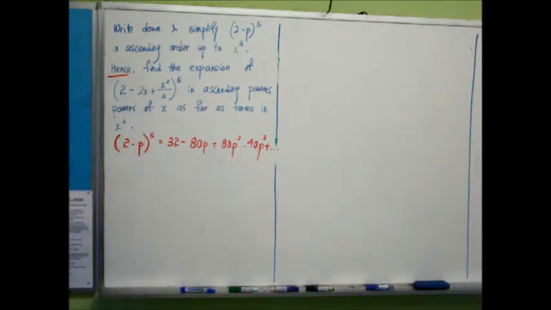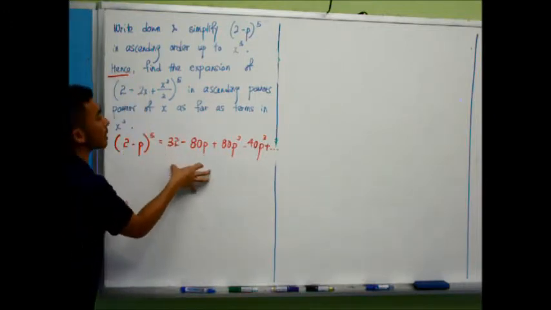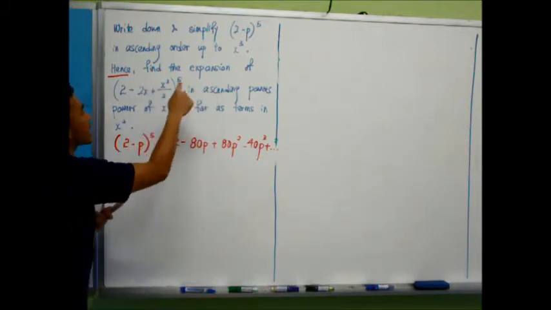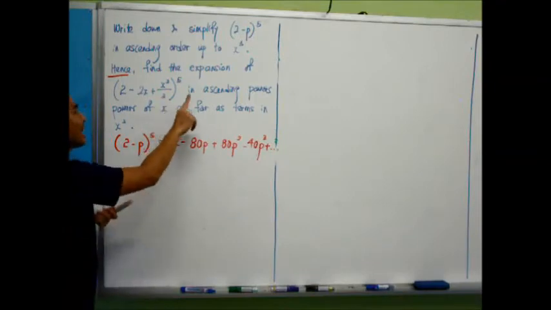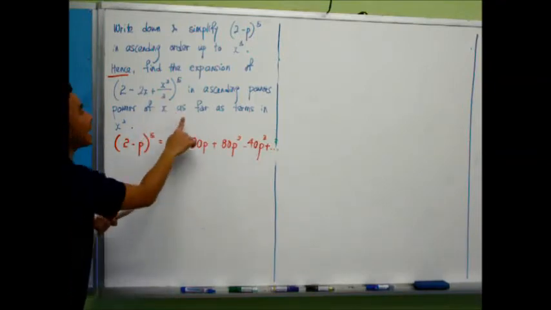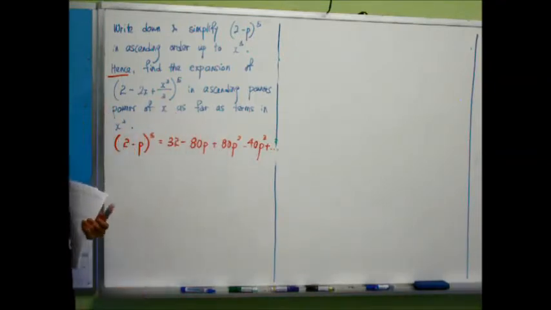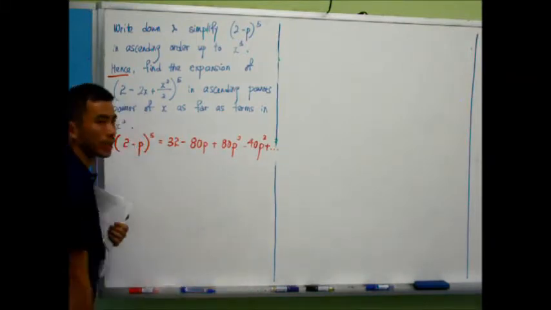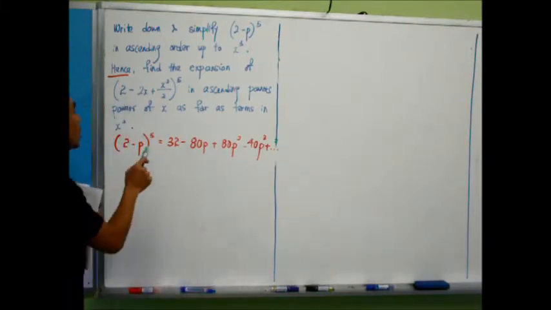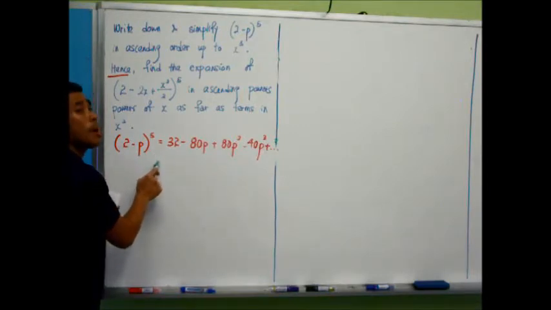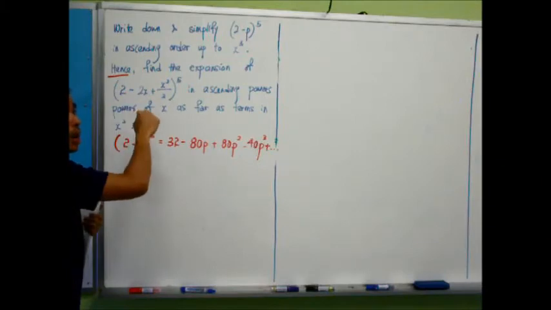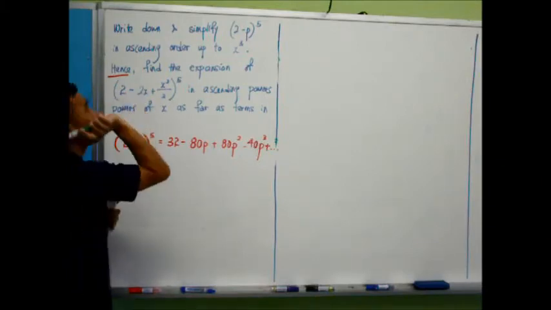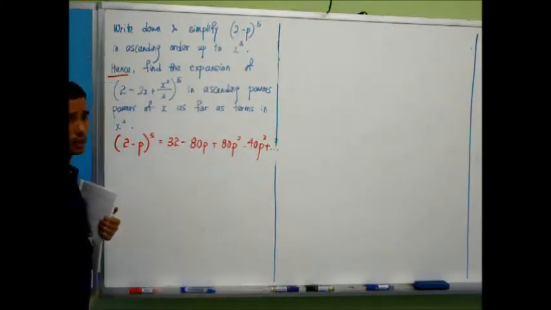Okay, the thing comes in the second part. Hence, meaning you need to use this particular result to find the expansion of this term, still to the power of 5, in ascending powers of x as far as the term in x squared. Okay, let us take a look at the question again. Hence means we need to make use of this result. Meaning, this particular binomial expression must look the same as this.